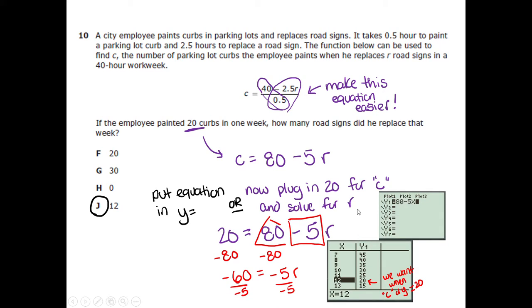Okay, here we go. To finish this question, if we were to solve for r by putting 20 in for c, you would subtract 80 on both sides. 20 minus 80 is -60, and then you would divide by -5. Well, -60 divided by -5 is 12. Or if you were to use your y equals key, you would make sure you're not looking for when x is 20, you're looking for when y is 20, and then you see 12 as your answer. That's the tricky part of this question.